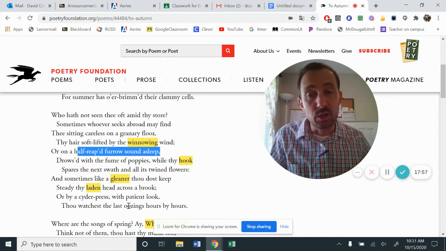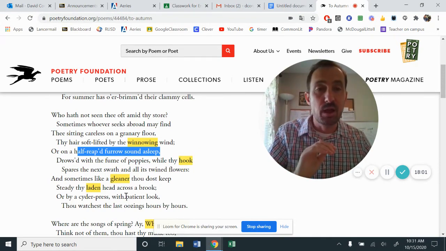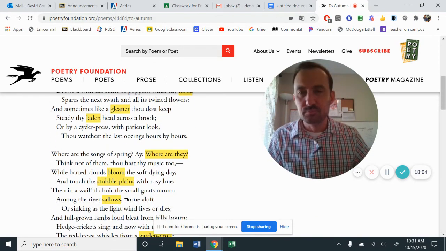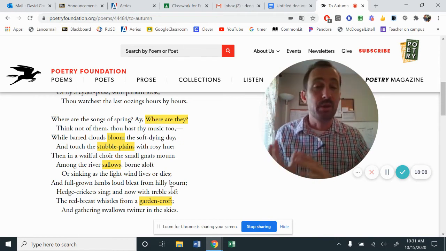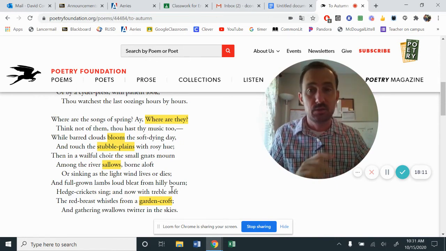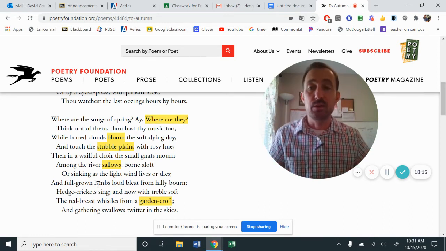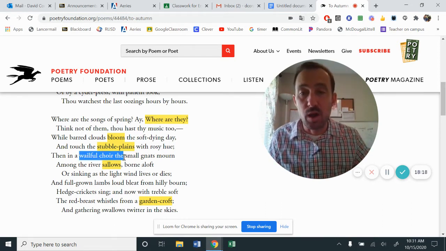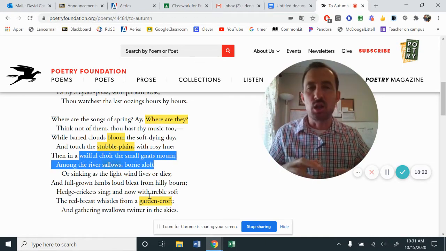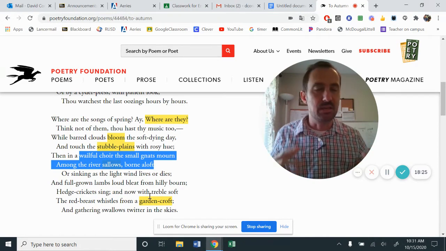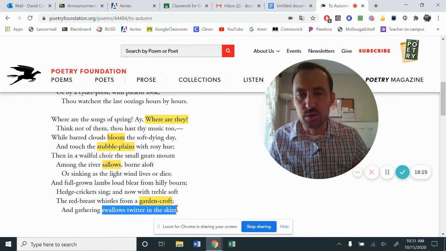There's a patient look. They're looking on to something delicious in the cedar press. They're like, that might be good. And then low down here below, it's the idea of, oh my gosh, are we now in this next phase, right? Are we here where things are dying off? Are we here where we hear the wailful choir of the gnats mourn among the river shot? Are we hearing all of this noise towards the end of the season? Okay. So even the swallows twitter in the skies.